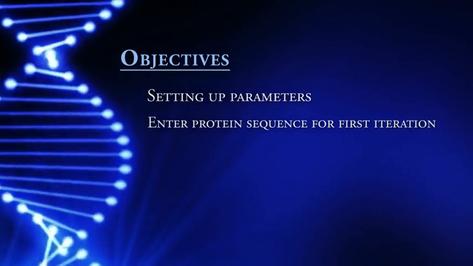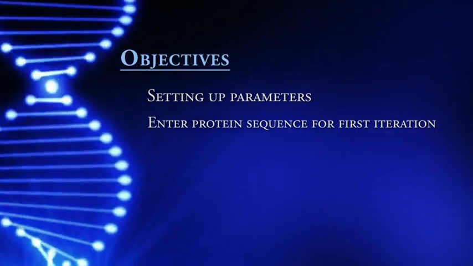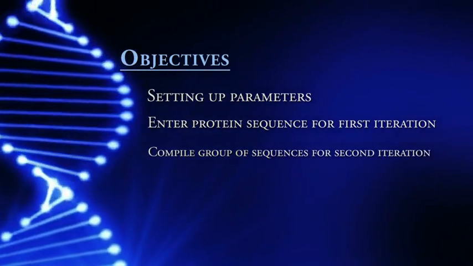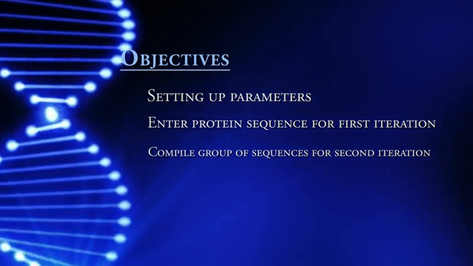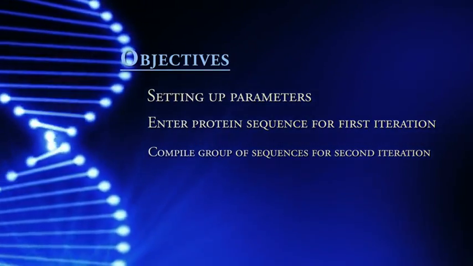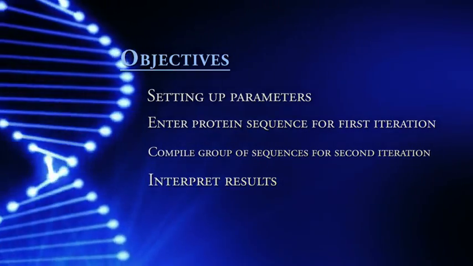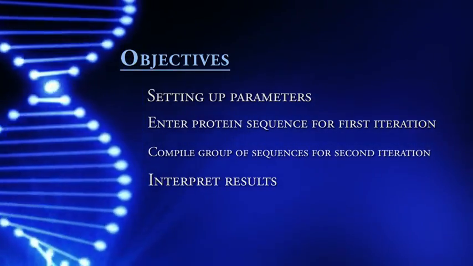We will enter a protein sequence to run the first iteration of Psi Blast, and then from those results, we will be able to compile a group of sequences to run a second iteration to find other members of that protein family. Finally, we will look in more detail at how to interpret those results. It can be a little bit tricky.